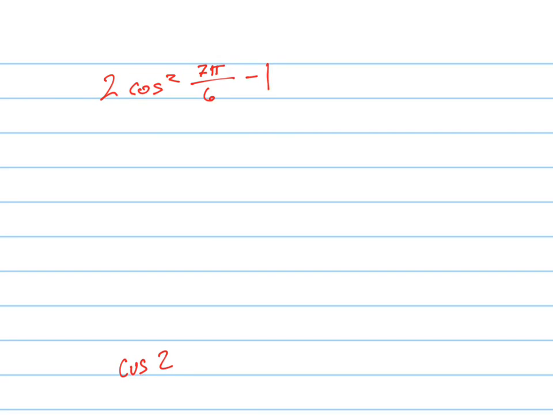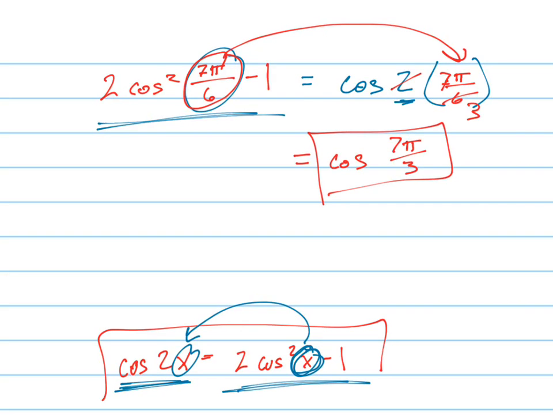Cosine of 2x equals 2 cosine squared x minus 1. So then wouldn't that just be cos of pi over 3? Well, they want you to write it as a single function, so let's just leave it like that. You're not trying to get the value. You don't have to simplify that anymore because they just wanted you to write it as a single one.